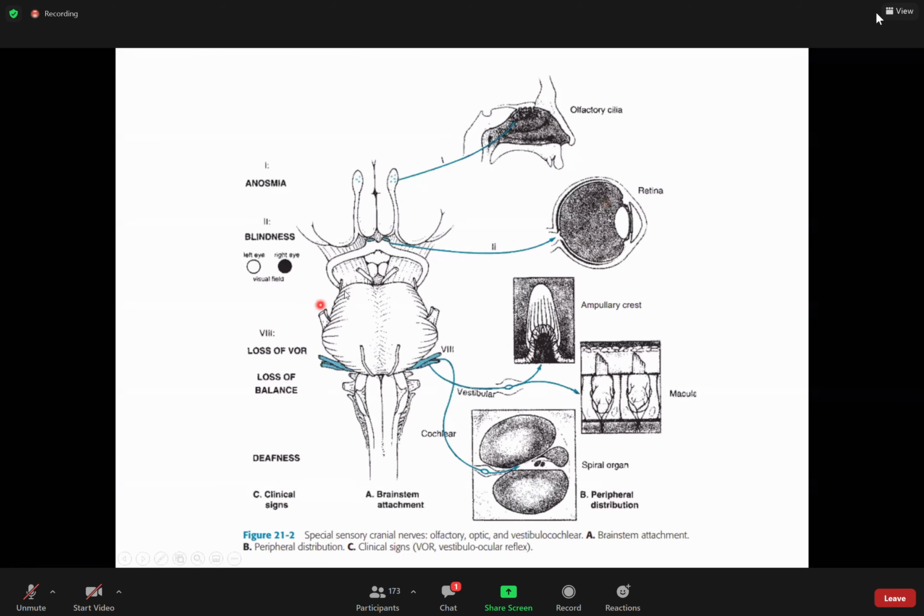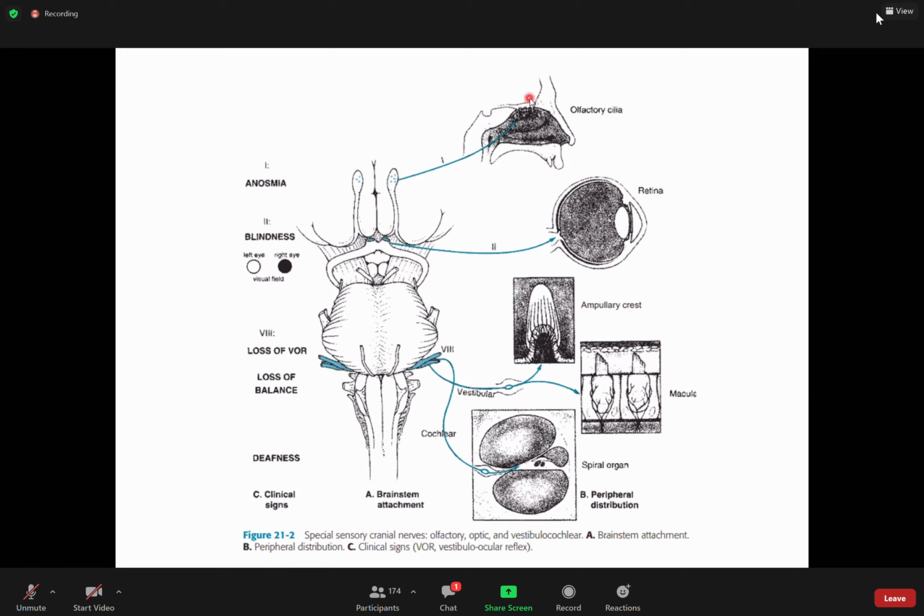This diagram is just showing you some of the special sensory cranial nerves. One is the olfactory, which is bringing the olfactory sense. And the receptors for olfaction are present in the roof of the nasal cavity. So there is a cribriform plate. From here, the olfactory nerves pass directly to the brain, and on the undersurface of the cerebrum, you can see the olfactory bulb and the olfactory tract.